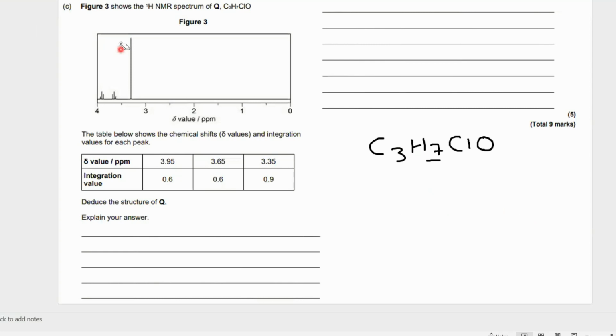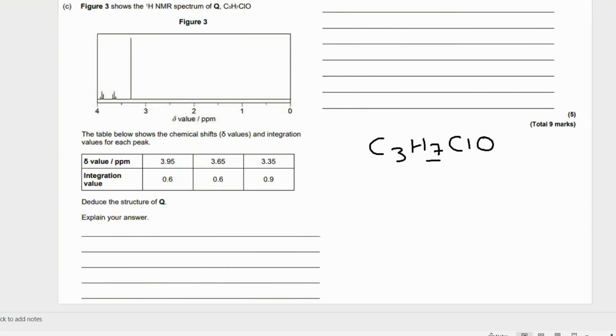So let's get down to the proper data to work it all out. And bear in mind that if you can just explain the data and you can't deduce the final formula, you still get 4 out of 5 marks. So first of all, we have the chemical shift values. We've got 3.95, 3.65 and 3.35 circled here, and there's their peaks. We then have an integration trace, 0.6, 0.6 and 0.9.